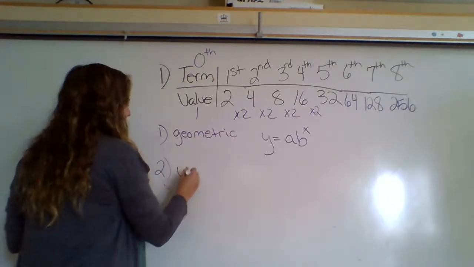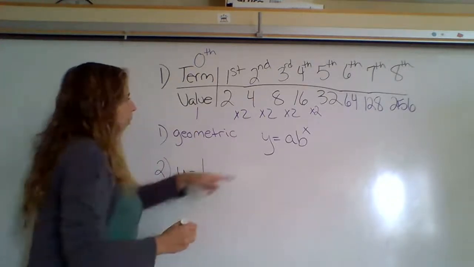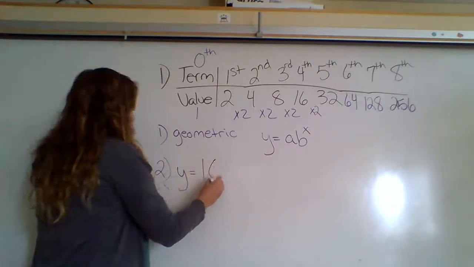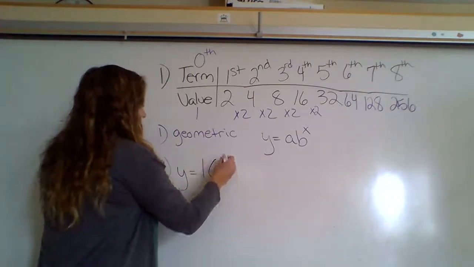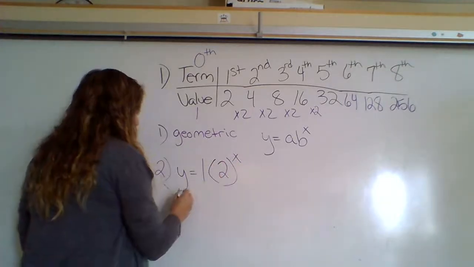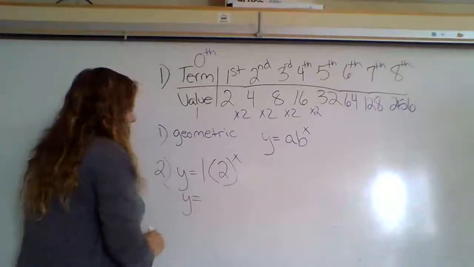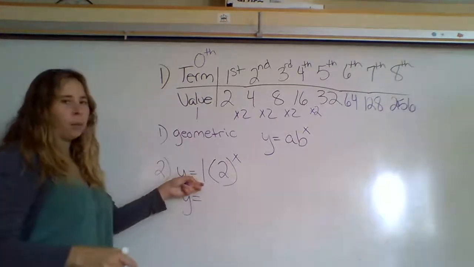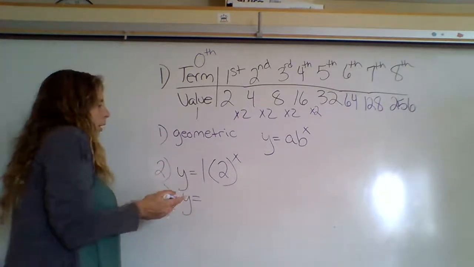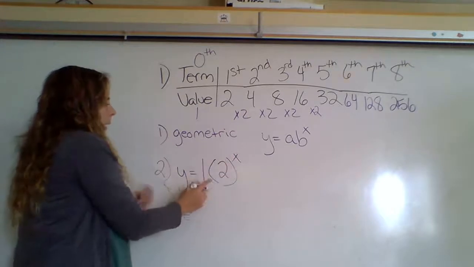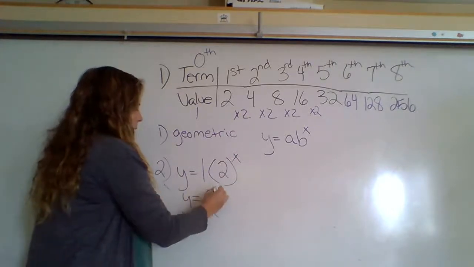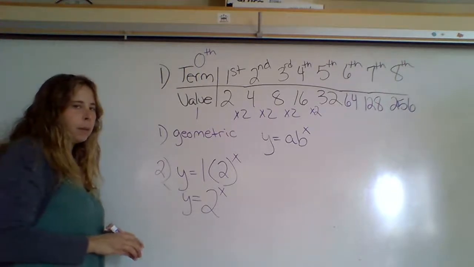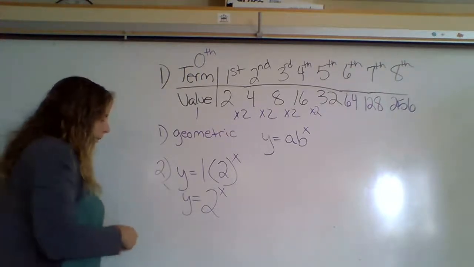So that would be y equals 1, and then b is what you're multiplying by every time, which is 2, and then to the x power. You don't have to write the 1, you can leave it if you want, but if I multiply 2 to the x by 1, I'm just going to get 2 to the x. So that would be your answer. So that's number 1.